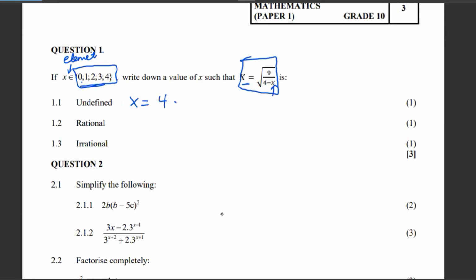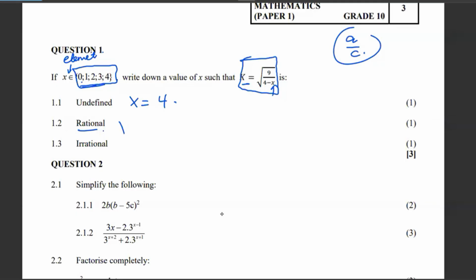We're done with that. Then for rational, a number is rational if it can be expressed as a fraction. In this case, since we have a square root sign, we need to look for a number that is going to give us a perfect square inside here, so that whatever is left in the square root, we can find its square root. So chances are high we have more than one number here. No? We have more than one number. That's what I'm thinking.